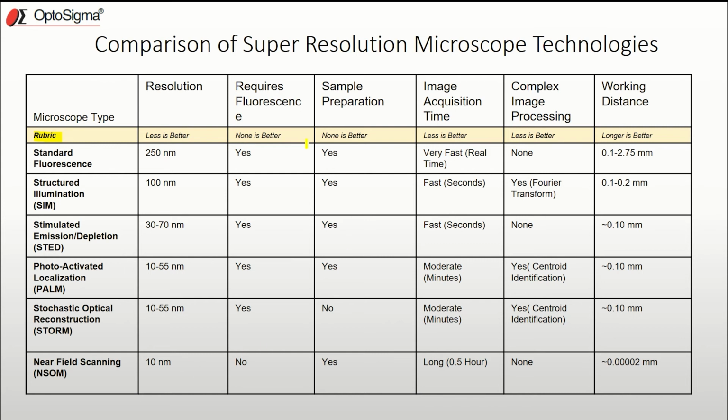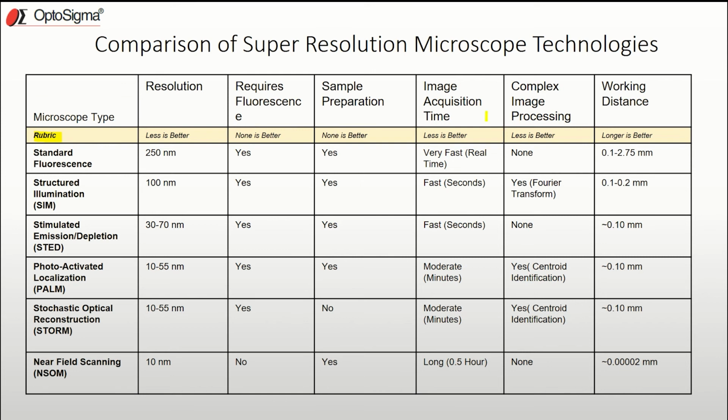But one of the things that I really want to point out is that there are two columns here, and they're comparing kind of what is needed for the samples. In this particular case, fluorescence is required for almost all of these microscopy technologies, these super resolution technologies. Additionally, sample preparation is also required for almost all of them. So that's not a good thing. Basically, as I'm saying by the rubric, having none is better. That's the best way to go.